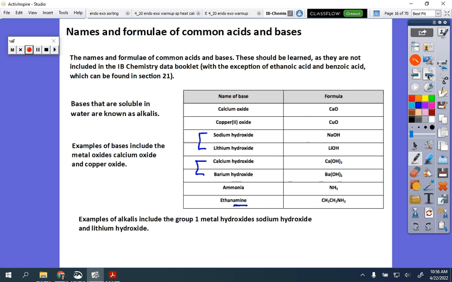And then ammonia, you need to know that ammonia, NH3, is a base. In this table is also ethanamine, which is also a base because it's got this NH2 group on there. Basically, if you see something with a nitrogen hanging out on the outside, probably a base, or at least that part of it is a base. That's the thing with amino acids, they kind of have a base side and an acid side. Yeah?